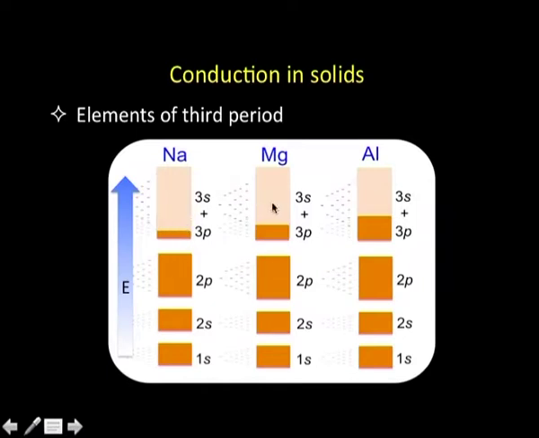In the case of magnesium, the occupancy is about 2/8, that means 1/4 of it. In this case, it is about 3/8, otherwise the rest remains the same. So, that is the way conduction takes place in the metals of the third period, that is sodium, magnesium and aluminum. Let us move further and see what happens in the case of the other elements, that is carbon, silicon and germanium.